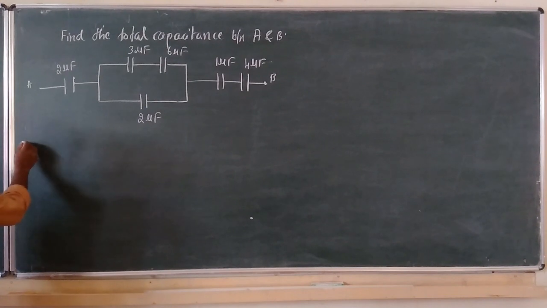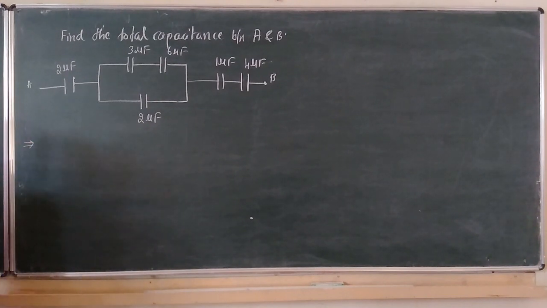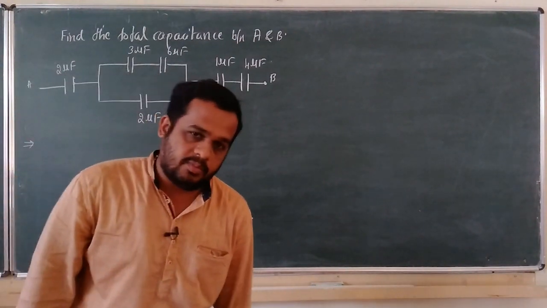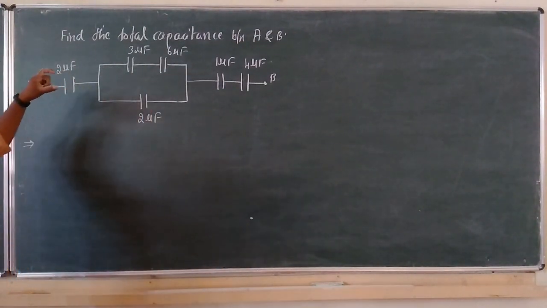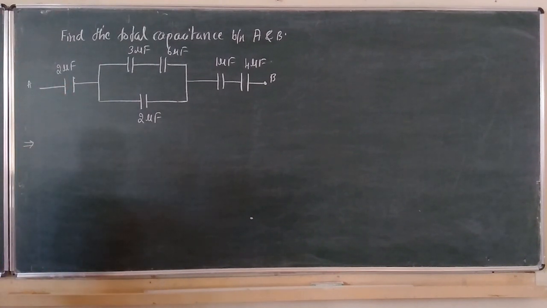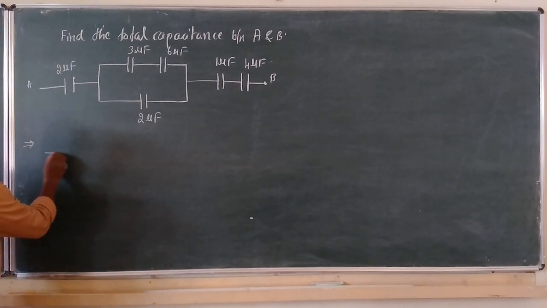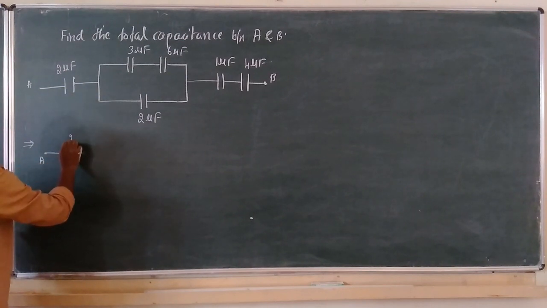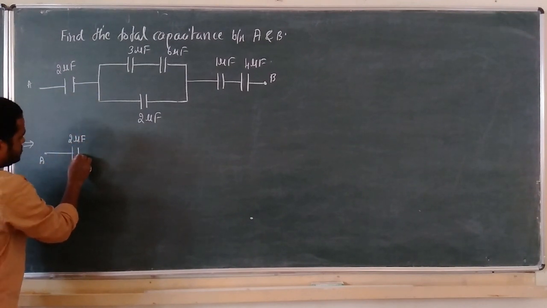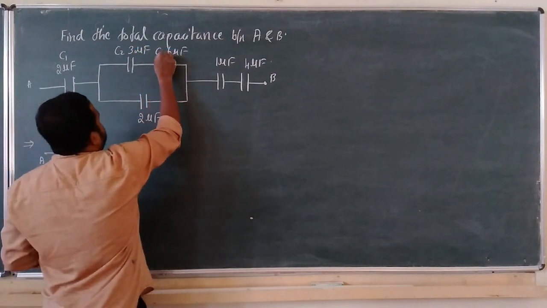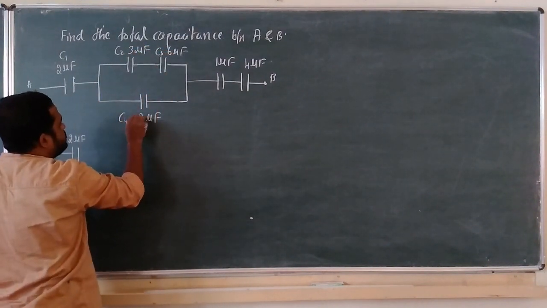Now, how to simplify this? When the circuit is given and you are asked to calculate the total capacitance of the combination, what we have to do is reduce the circuit step by step. Simplify the circuit step by step. Now, let us start the solution. Point A, no change in the first part, the 2 microfarad capacitor is as it is. Let it be C1, then C2, C3, C4.